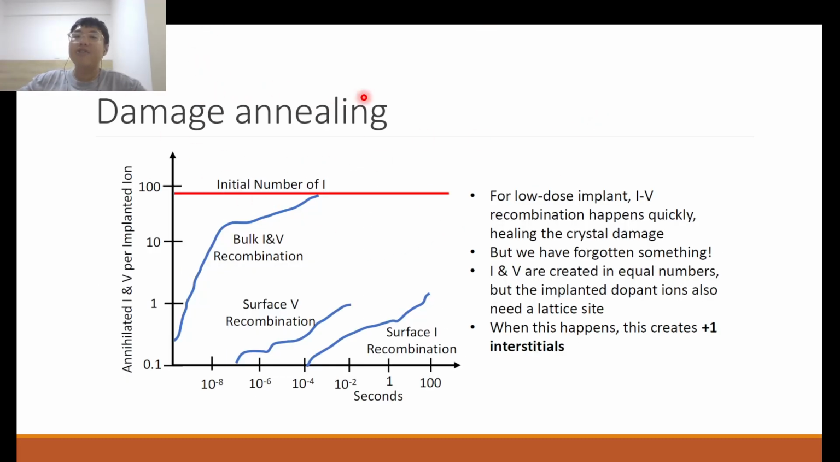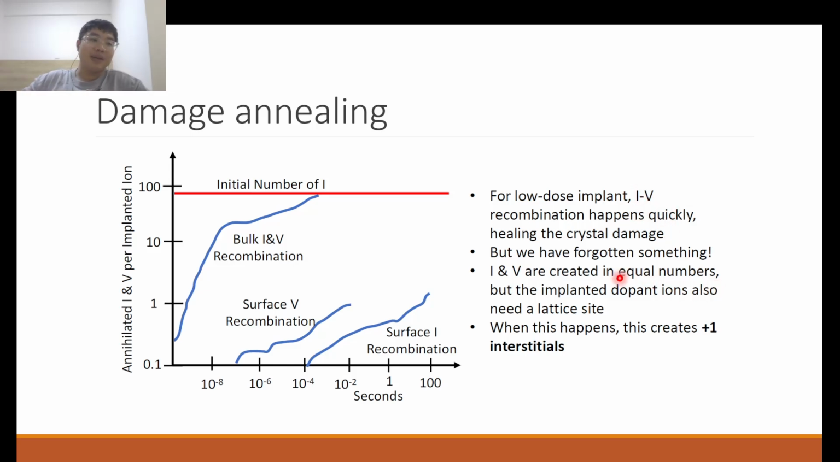So what is the result of your damage to the lattice? The result of the damage to the lattice is that there needs to be a damage annealing step. So for low dose implant, right, the recombination of the interstitials and vacancies that are generated from the damage to the lattice happens very quickly, therefore healing the crystal damage.